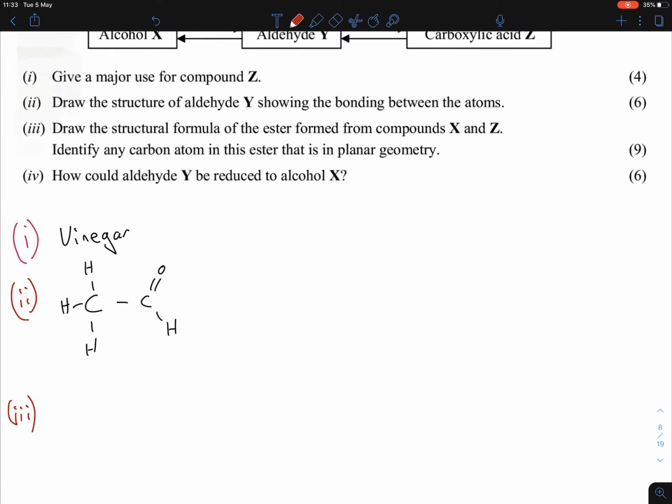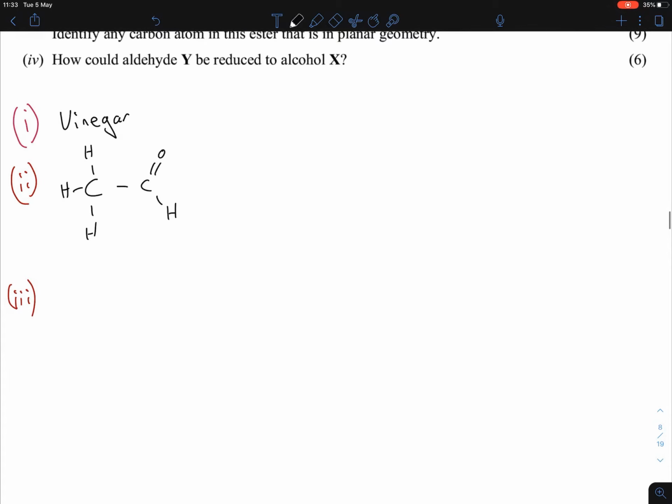So draw the ester. So first off, we have to ask ourselves, what are the alcohol and carboxylic acid involved? Okay, so the alcohol is going to be your ethanol. So this is this here. Plus, and it's carboxylic acid, so it's going to be C-COOH. And it's going to get you something.